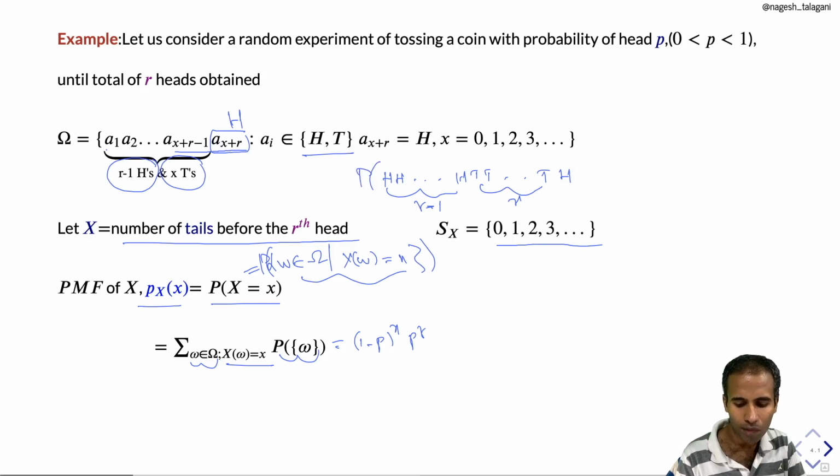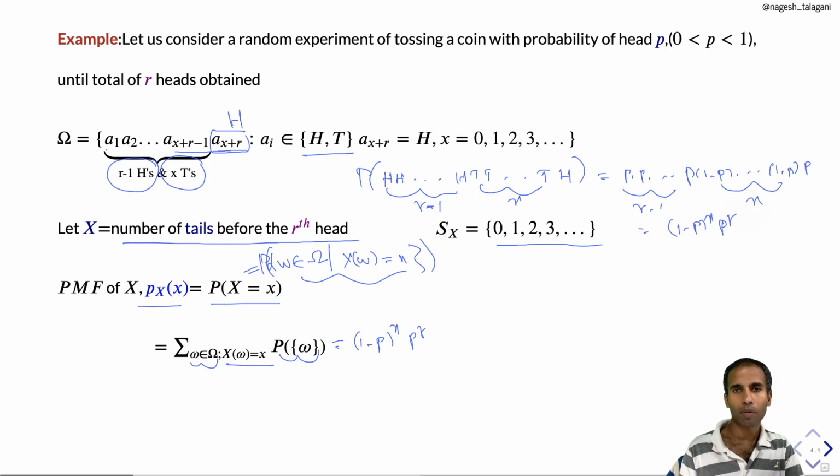The probability of this outcome will be, by independence, since we can assume these trials are independent, p times p times p, r minus 1 times, then (1 minus p) times (1 minus p), these are x, and then into p. So this total is going to be (1 minus p) to the power of x into p to the power of r. That's why any outcome with this property will have the probability (1 minus p) to the power of x, p to the power of r.